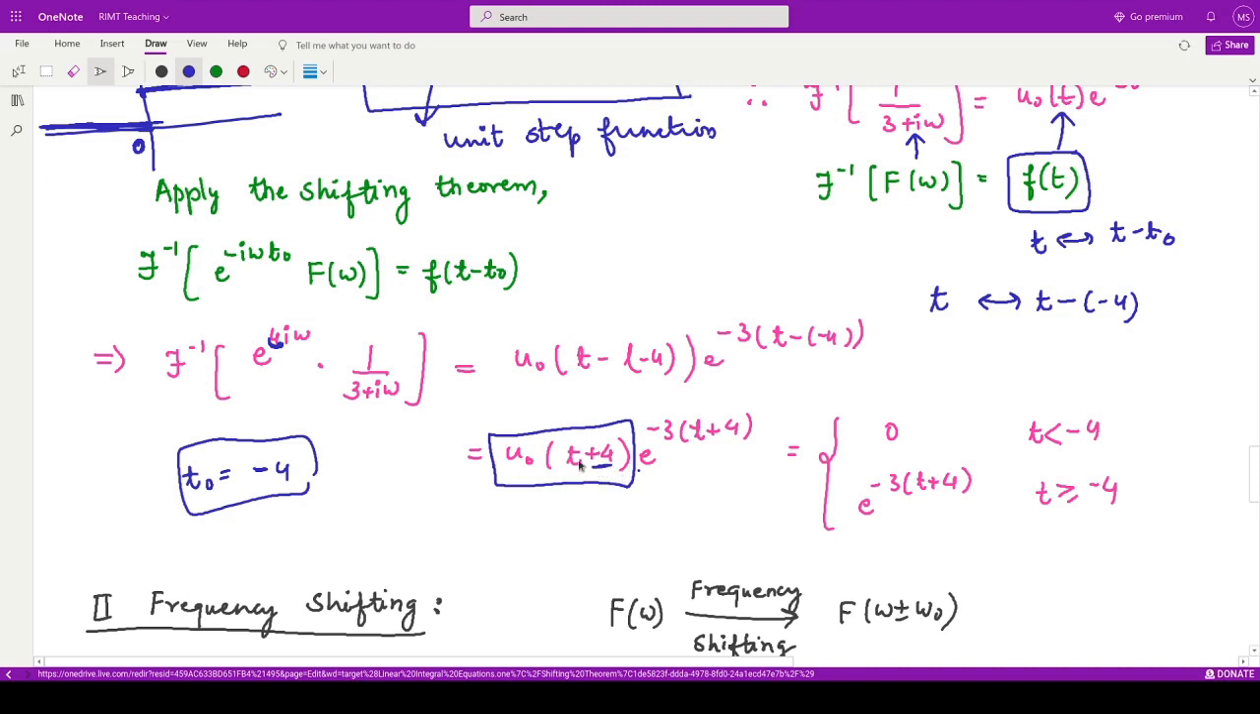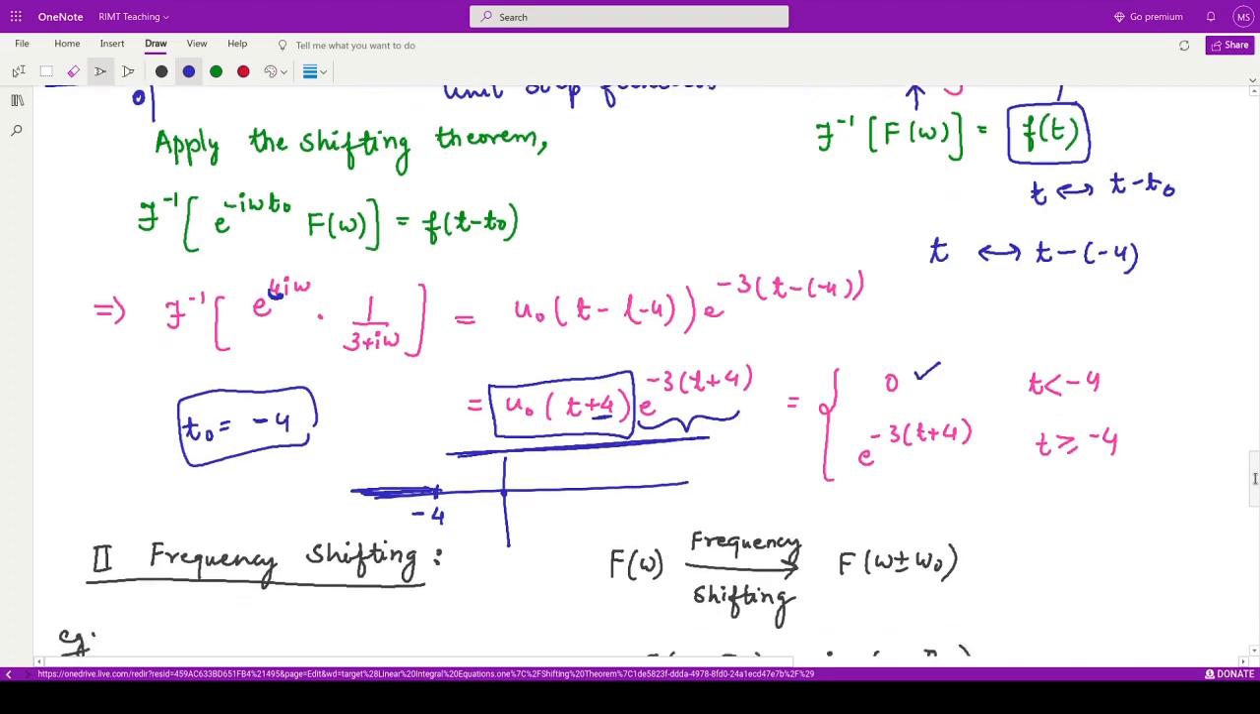So that means earlier we were at the origin, now we are at this point minus 4. So before this point the magnitude of the function is 0 multiplied by this thing, so it is eventually 0, and whenever your t is greater than this, the magnitude now shifts to 1 multiplied by this particular function. So it would be e to the power minus 3 t plus 4, right? So this is the time shifting property.